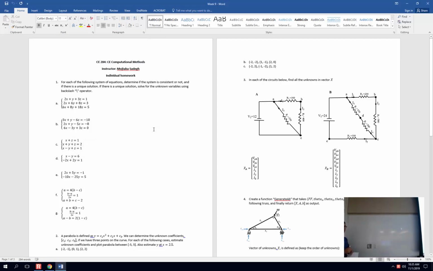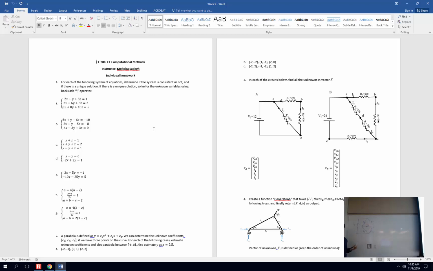So what we have now is a more complex circuit like this. We have Vt is already given, R1, R2, R3, R4, and R5 are also given.